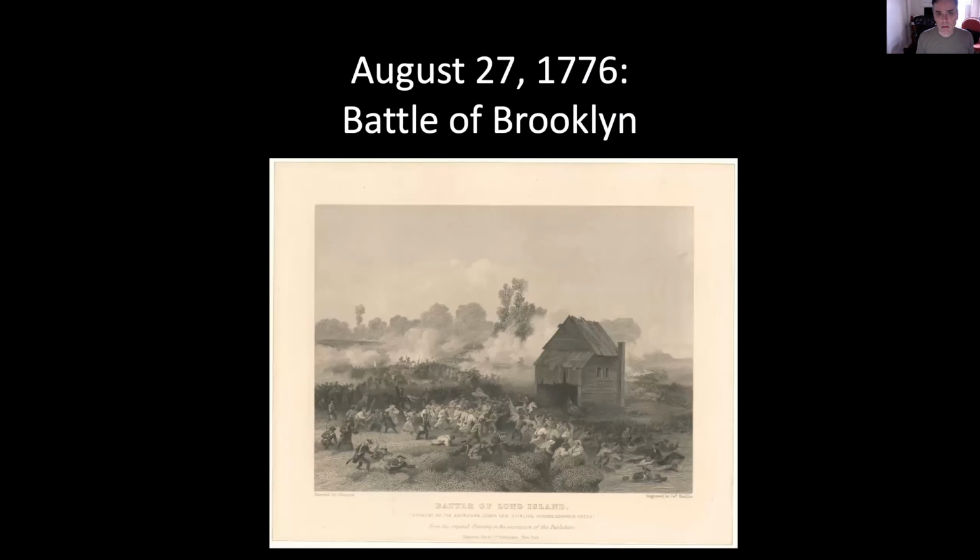So that was in July, and then in August, after the British Navy had arrived and camped off on Staten Island, they landed their troops in Brooklyn, and then Washington brought his troops over to meet them, and this became the Battle of Brooklyn, which was a disastrous defeat for Washington. So that happened on August 27th.